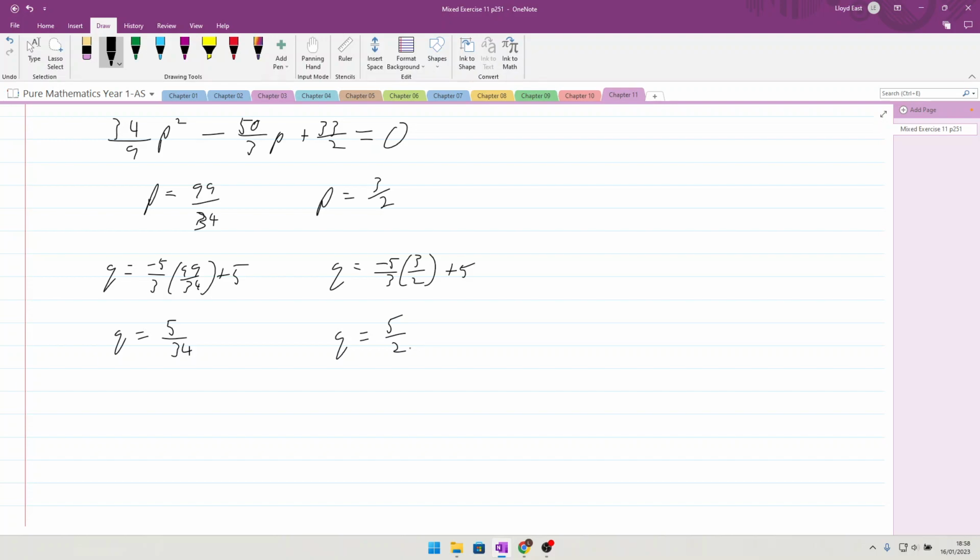What did they want it in? Find two possible expressions for OB in this format. Okay, so OB is going to be 99 over 34i plus 5 over 34j, or it's going to be equal to 3 over 2i plus 5 over 2j.